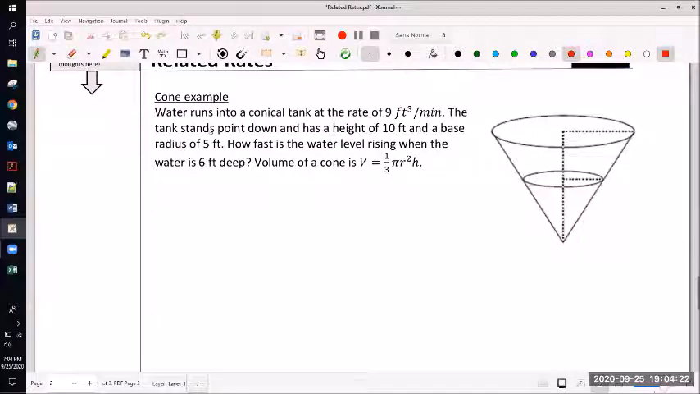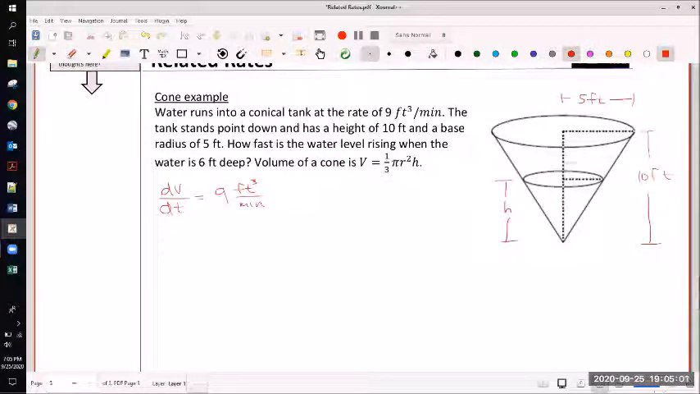Okay, so we have water running into a conical tank at the rate of 9 cubic feet per minute. That means the rate of change of the volume of water in the tank will be 9 cubic feet per minute. The tank stands point down, has a height of 10 feet. So that's this distance here. This is 10 feet. And a base of 5 feet right here. We want to know how fast the water level is rising when the water is 6 feet deep. So we'll call this the height h, and we'll call this the radius here of the water, like that.